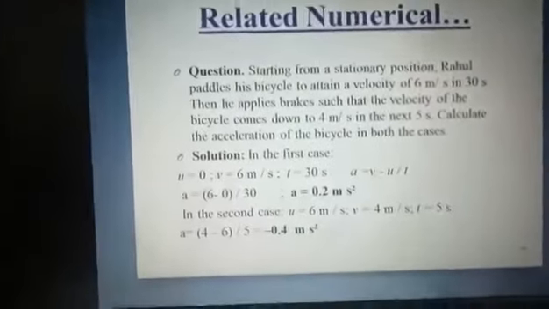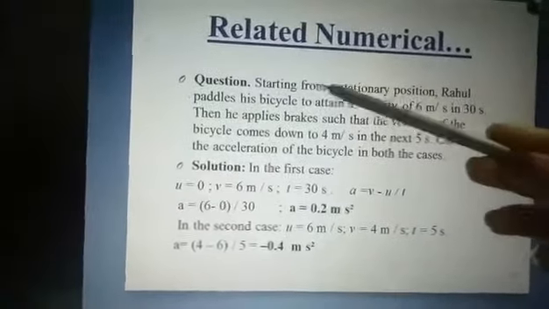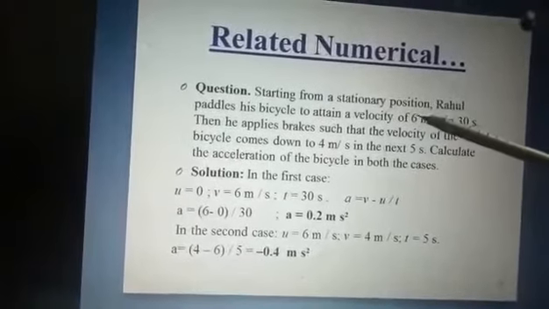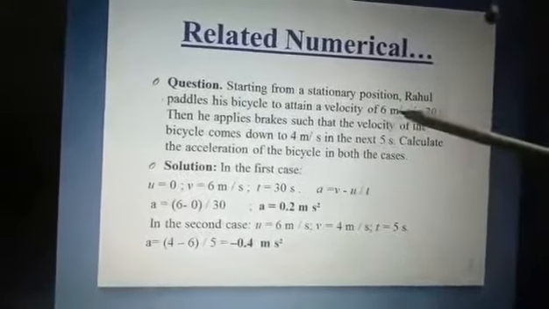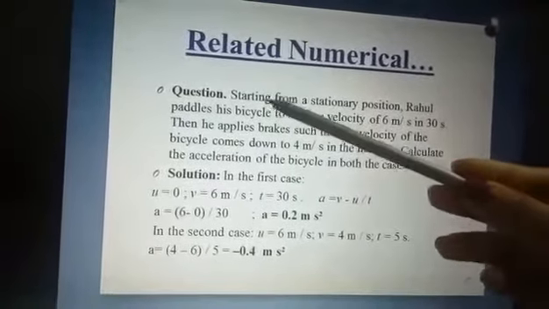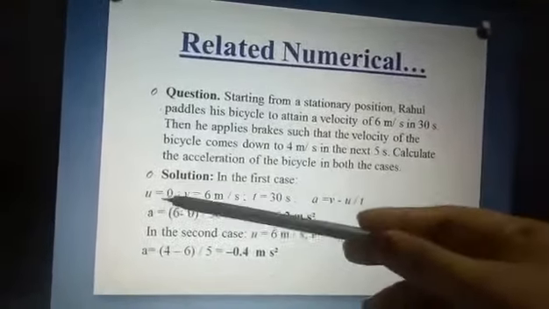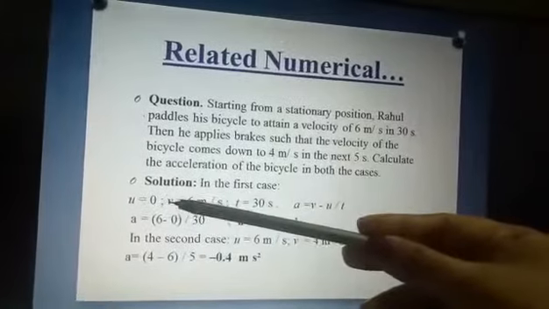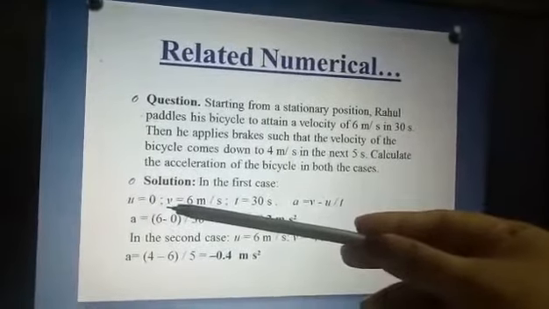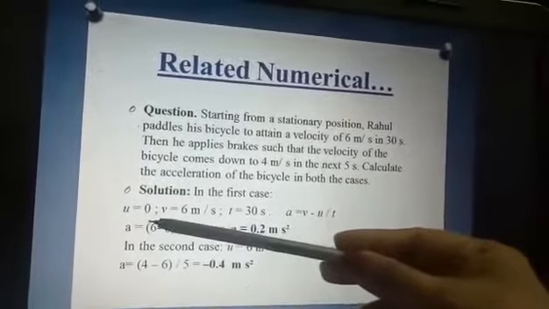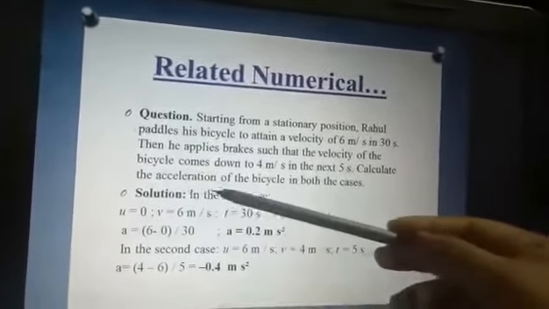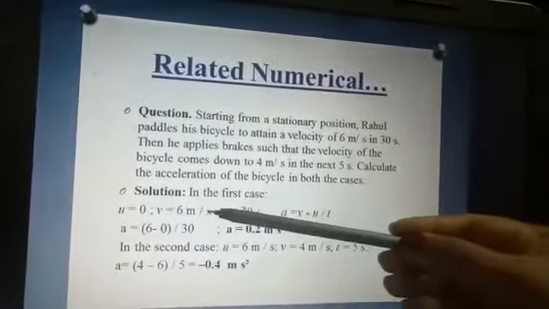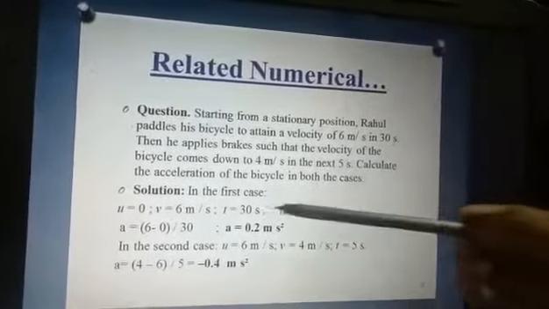Then a related numerical: starting from a stationary position, Rahul pedals a bicycle and attains a velocity. This one is the velocity for the first section. In the first case the velocity is 6 meter per second. Whenever the word start is there, it means initial velocity is 0, and if stop is written, it means final velocity is 0. You must keep these 2 points in your mind: start means initial velocity 0 and stop means final velocity 0. So here in the first case, start means initial velocity 0, the final velocity is 6 meter per second, and the third term, the time, is 30 seconds.